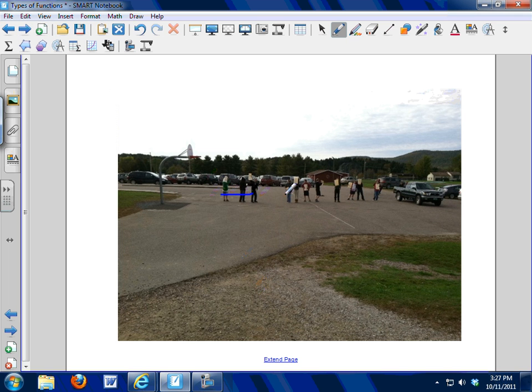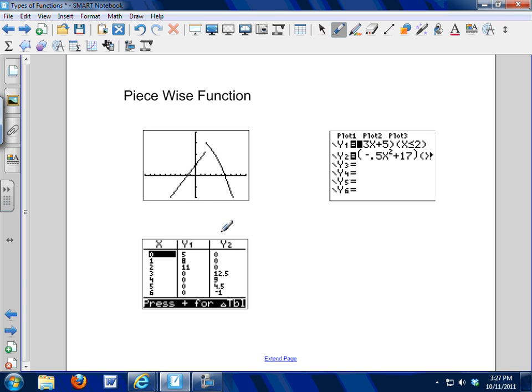Had a step here, had a step there, we had another step there, and we had a step there. All steps right there, broken apart. Not a nice continuous thing, but a function nonetheless. Piecewise, we got just a couple of rules going on, is what happens. So the graph may look all weird.